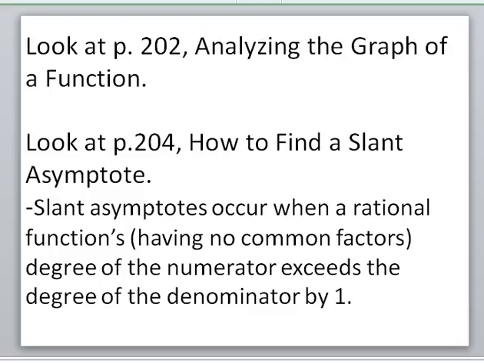Alright, continuing on with this section, I would like you guys to take a look in your book at page 202, analyzing the graph of the function. Just take a look at that page. And also I'd like you to look at page 204, how to find a slant asymptote.